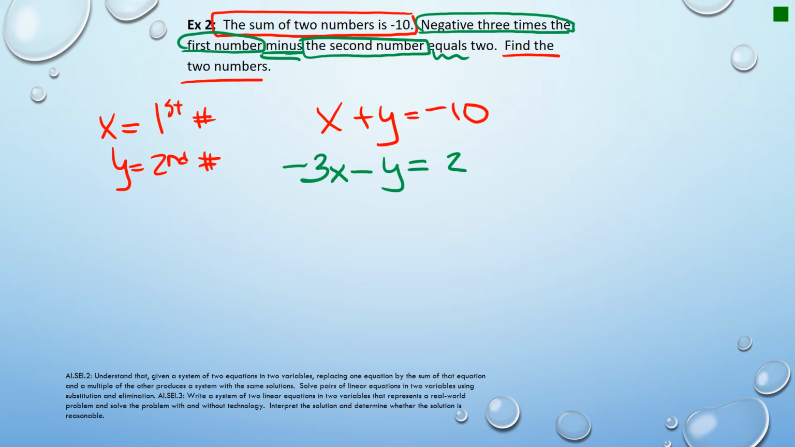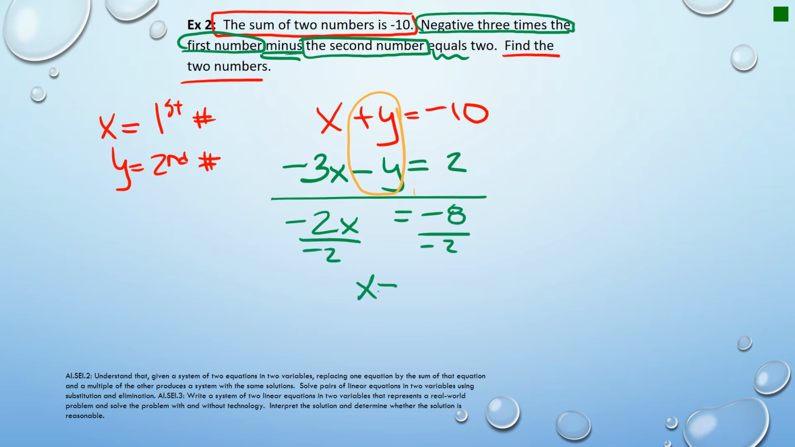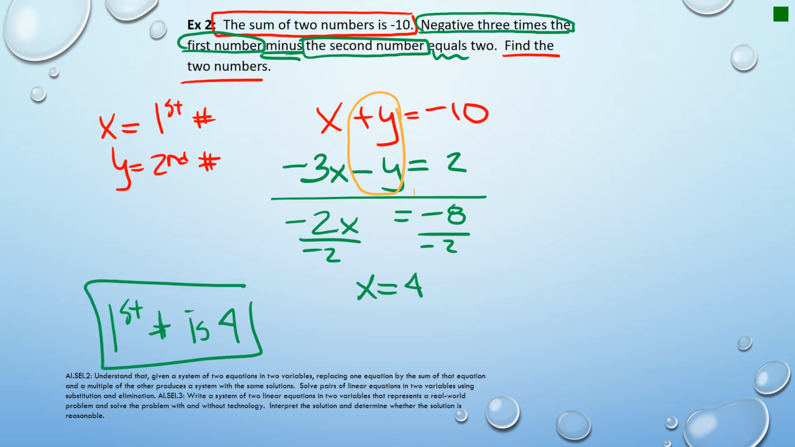Do I have x, x, y, y equal number? Yes. Do I have opposites? Yes, right there. So I'm just going to add these up. I get -2x equals -8. I'm going to divide by -2. X is 4. So we know the first number is 4. Boom. Got to find the second number.